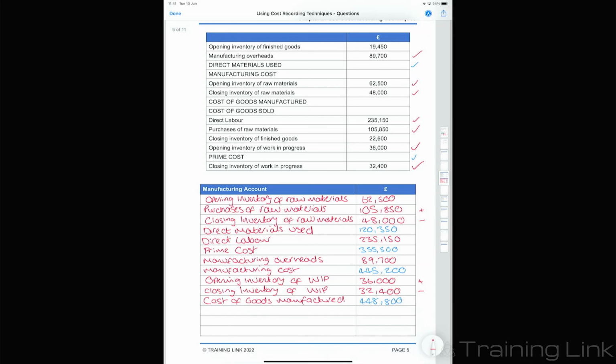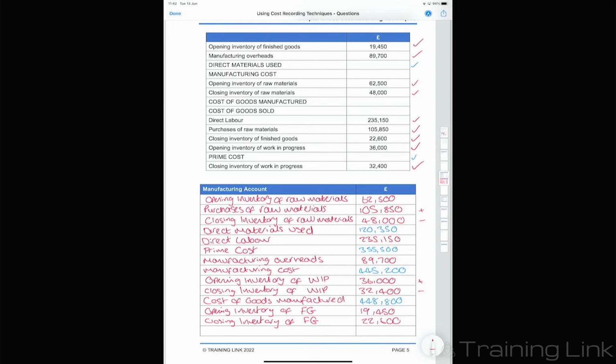Okay, and then finally looking at the finished goods, so opening inventory of, and I'll shorten finished goods down to FG, for 19,450, which is the top one there. And then we have our closing inventory of finished goods, and that should be a figure of 22,600, which is just here.